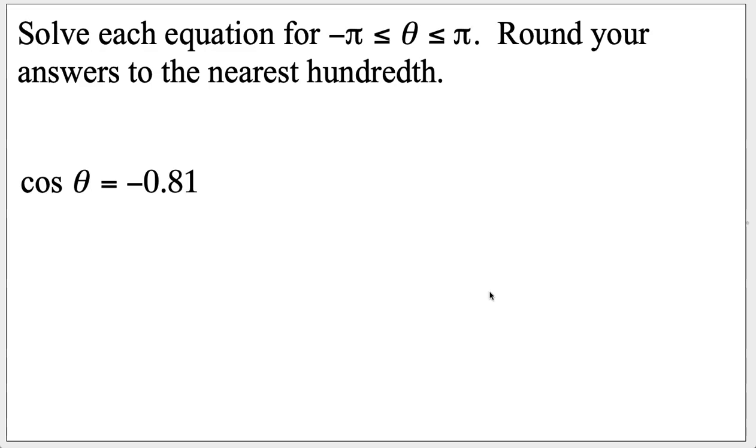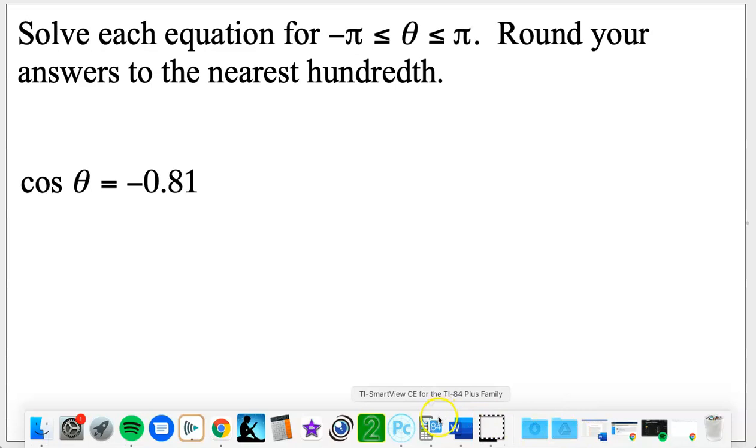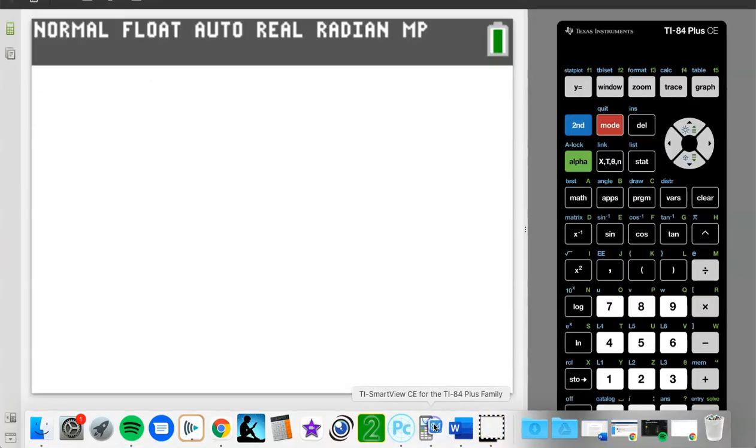Now, just to make this a little bit easier, I already have an equation that is completely isolated on the left with some value on the right. Some of your problems may not look like this in the beginning, so just make sure you do all the algebra to get whatever your trig function is completely isolated. So let's go ahead and go to the calculator and start our process here.